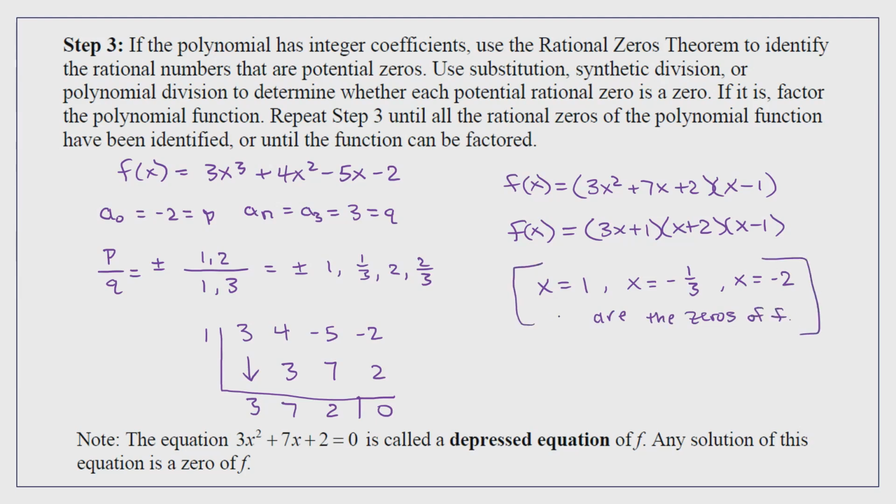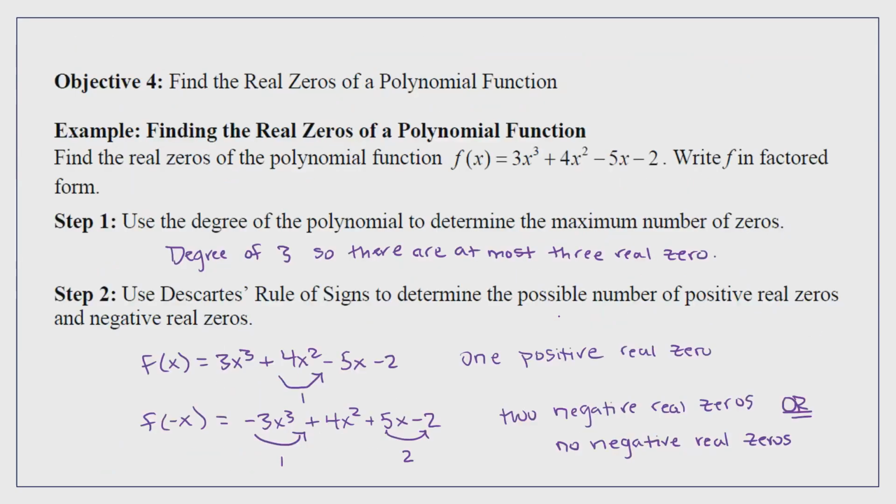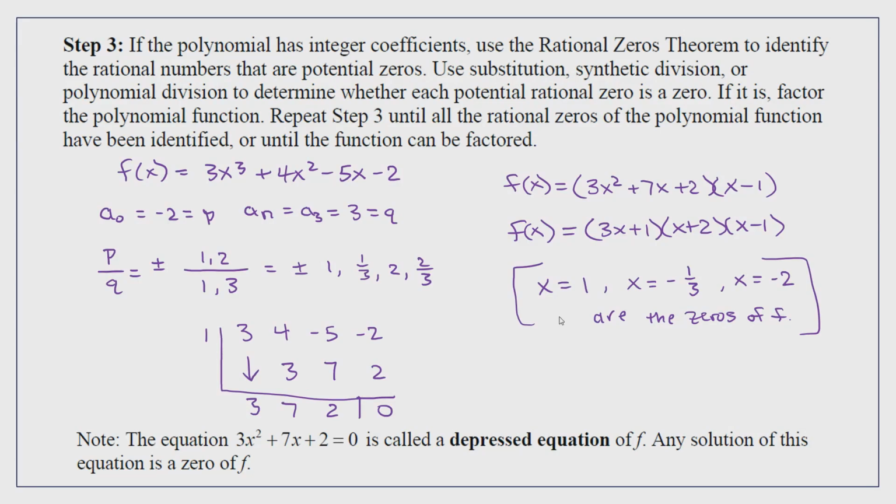Okay. And so that matches what our possible zeros were. We have 1 positive, and then we either had no negatives or 2 negatives, and it ended up being 2 negatives. Okay. So note that the equation 3x squared plus 7x plus 2 equals 0 is called a depressed equation of f. So any solution of this equation is always going to be a 0 of f.